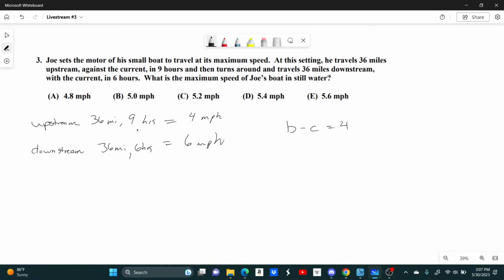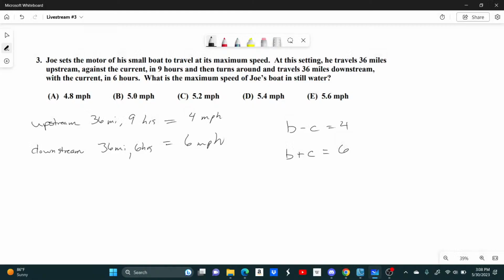Now, if you're going downstream, the current is working for you. So it's the speed of the boat in still water plus the speed of the current, right? Because we're going downstream, and that equals 6 miles an hour. And this is a pretty basic system of equations. You can add the two equations to make the c's cancel out, and so 2b equals 10, so b equals 5, and that's our answer.